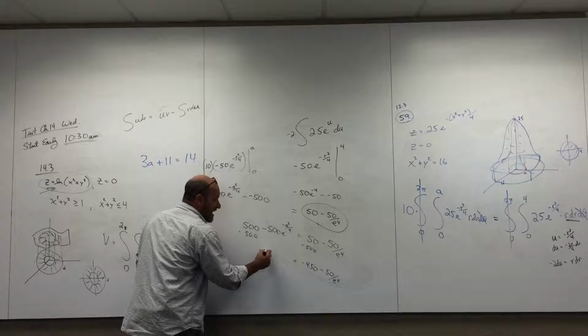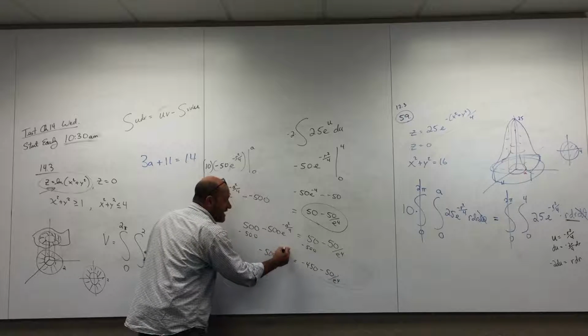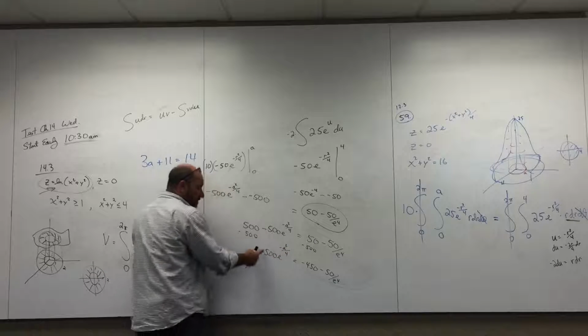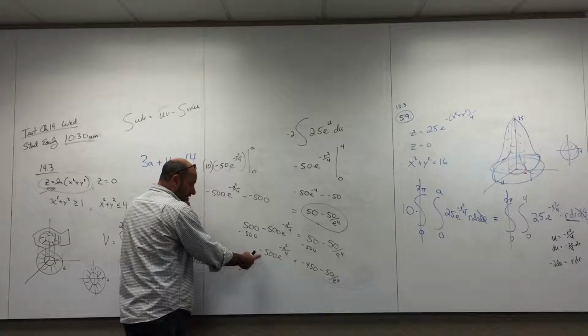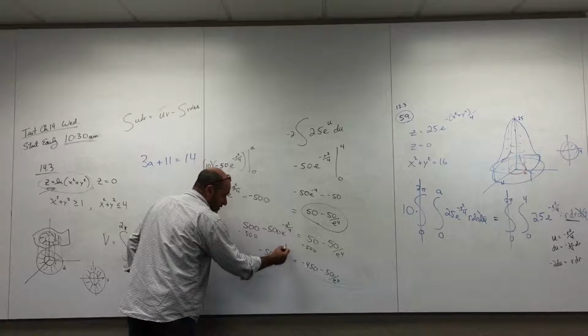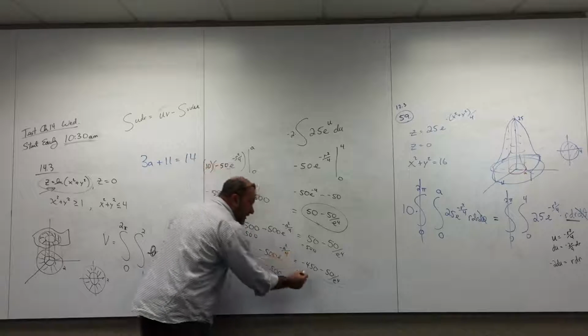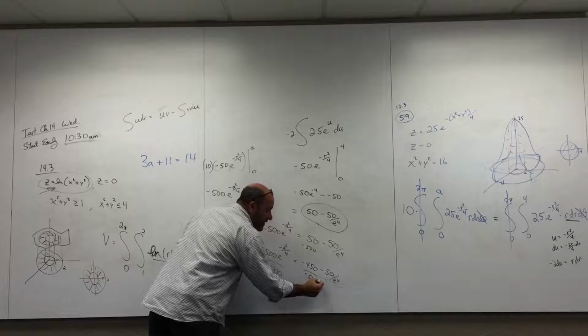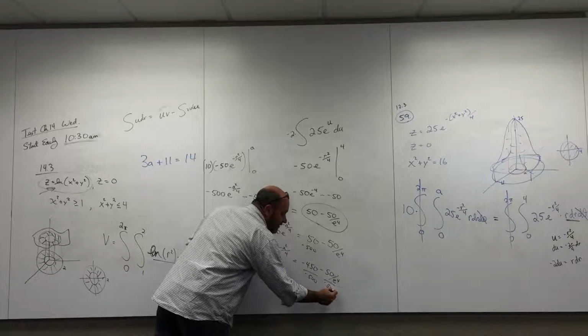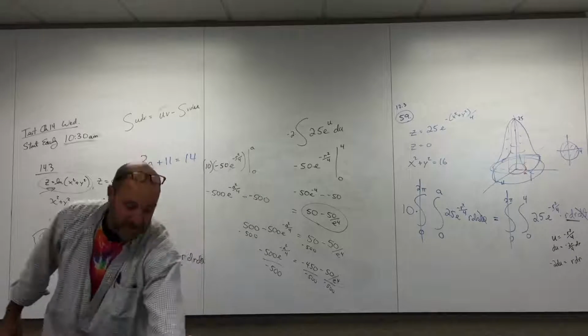This equals this negative 500 e to the negative a squared over 4. You want to divide by negative 500? Let's divide by negative 500, trying to solve for a. First I subtracted 500, now I'm dividing by negative 500. Whatever.